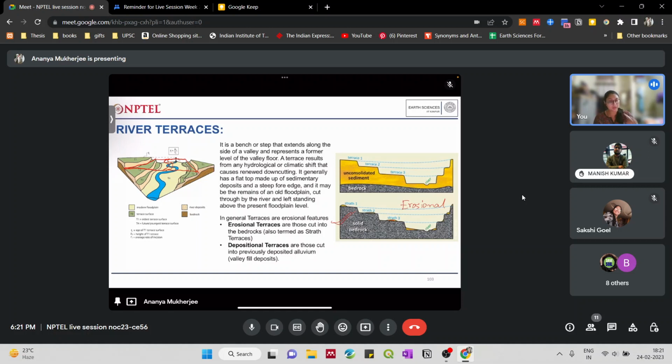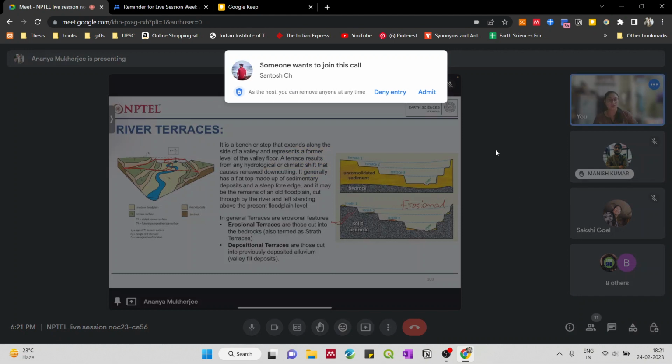Then the other terrace that you have is the depositional terrace. Suppose the river is flowing through an area where thick alluvium layers are present. Over there also it will start downcutting as and when there is a shift in the level at which the river is flowing. So it will cut through those sediments, and that is called a depositional terrace.